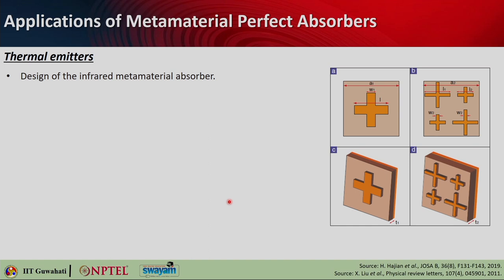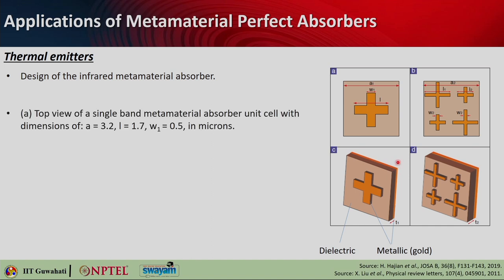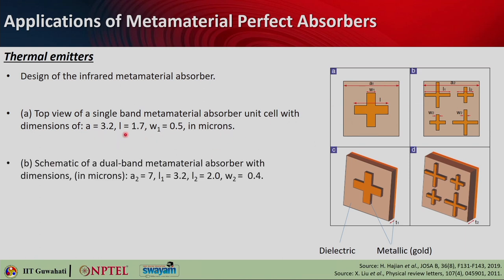So here is one design of an infrared metamaterial absorber that will also work as a thermal emitter. We'll see that. So here is the structure. First you start with a plus kind of a structure. This is a metallic gold structure on a dielectric, and on the back side you have another gold layer. This is the top view of the single band metamaterial absorber, and these are the dimensions, all in microns here. Length, width, periodicity, all are given.